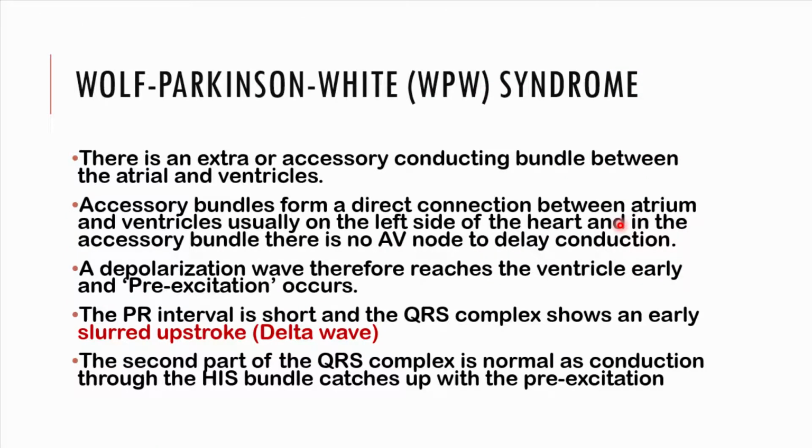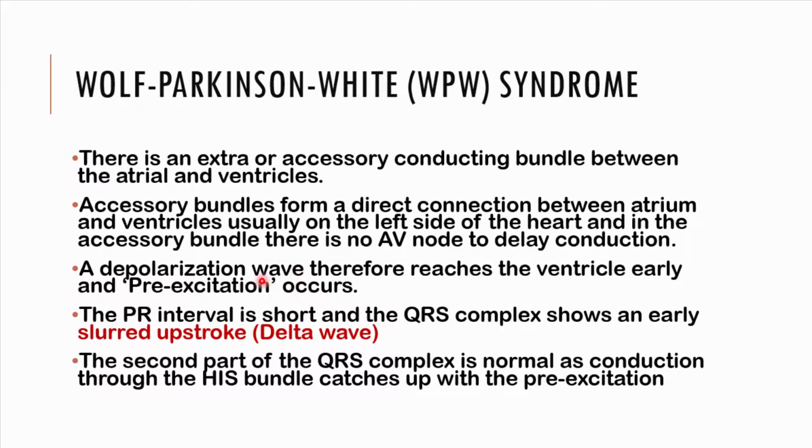Then another important aspect is Wolff-Parkinson-White syndrome. Remember when I talked about the PR interval being short, I gave you two possibilities. It's either there is a focus in the atrium that is very close to the AV node, or you have an accessory bundle or an accessory pathway that is conducting the impulse from the atria to the ventricles at a much faster rate. So in Wolff-Parkinson-White syndrome, usually there is this extra or accessory conducting bundle directly connecting the atria and the ventricles, bypassing the AV node. So it means that there won't be that AV nodal delay. So a depolarization can actually reach the ventricles much earlier than it's supposed to and cause pre-excitation.